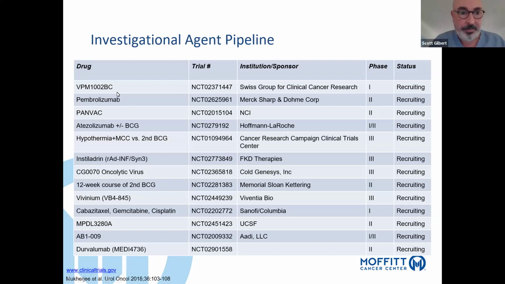So we'll talk briefly about pembrolizumab, which has not been the champion in this disease space that it has been in others. We'll also talk more specifically about Instillidrin, which is a viral vector, an adenoviral vector therapy that delivers specific high-dose interferon therapy. And then another type of immunotherapy, an oncolytic virus called CG0070, which we have some experience with at our center.